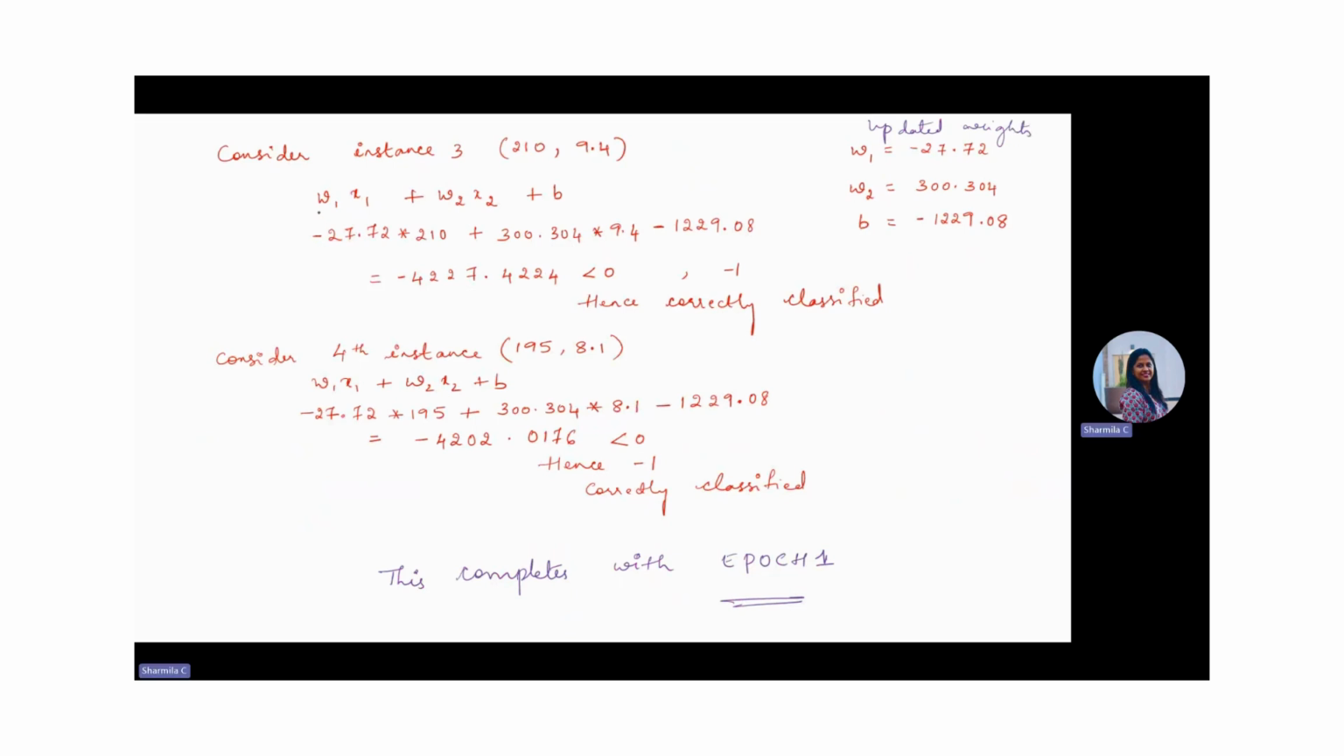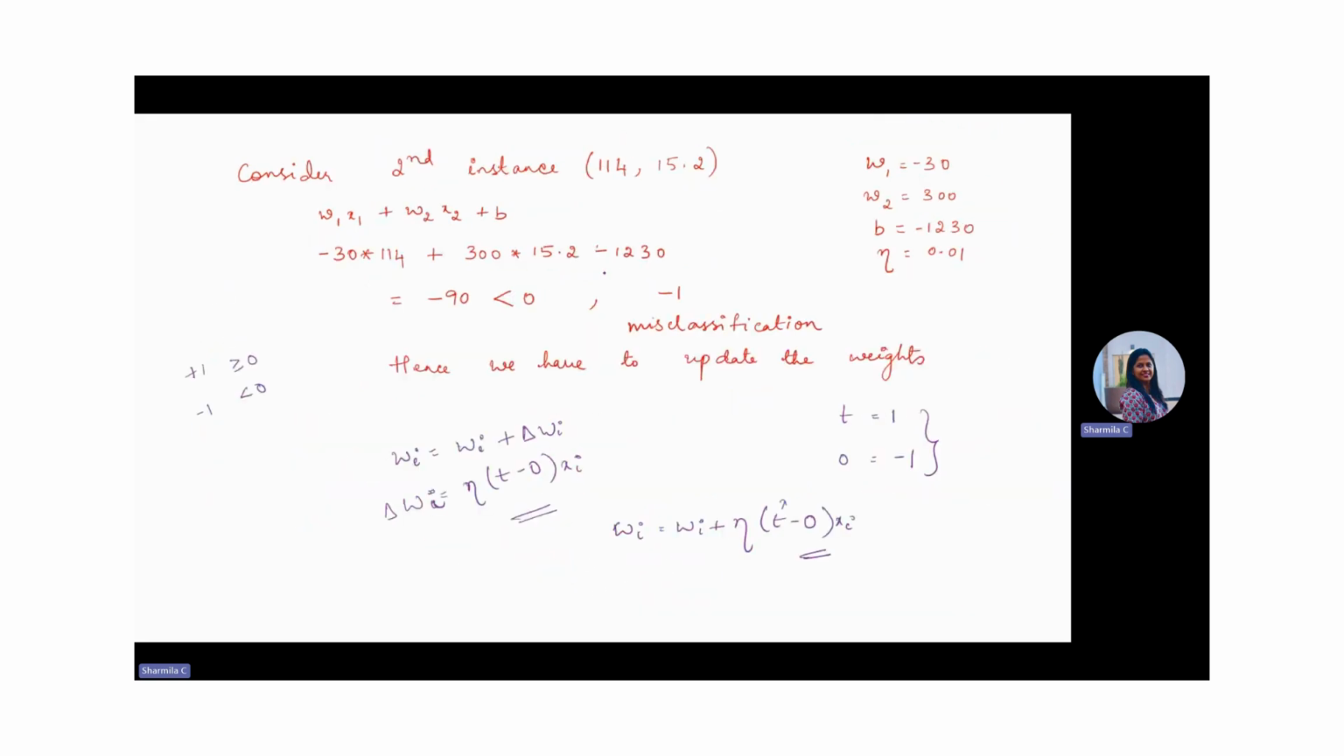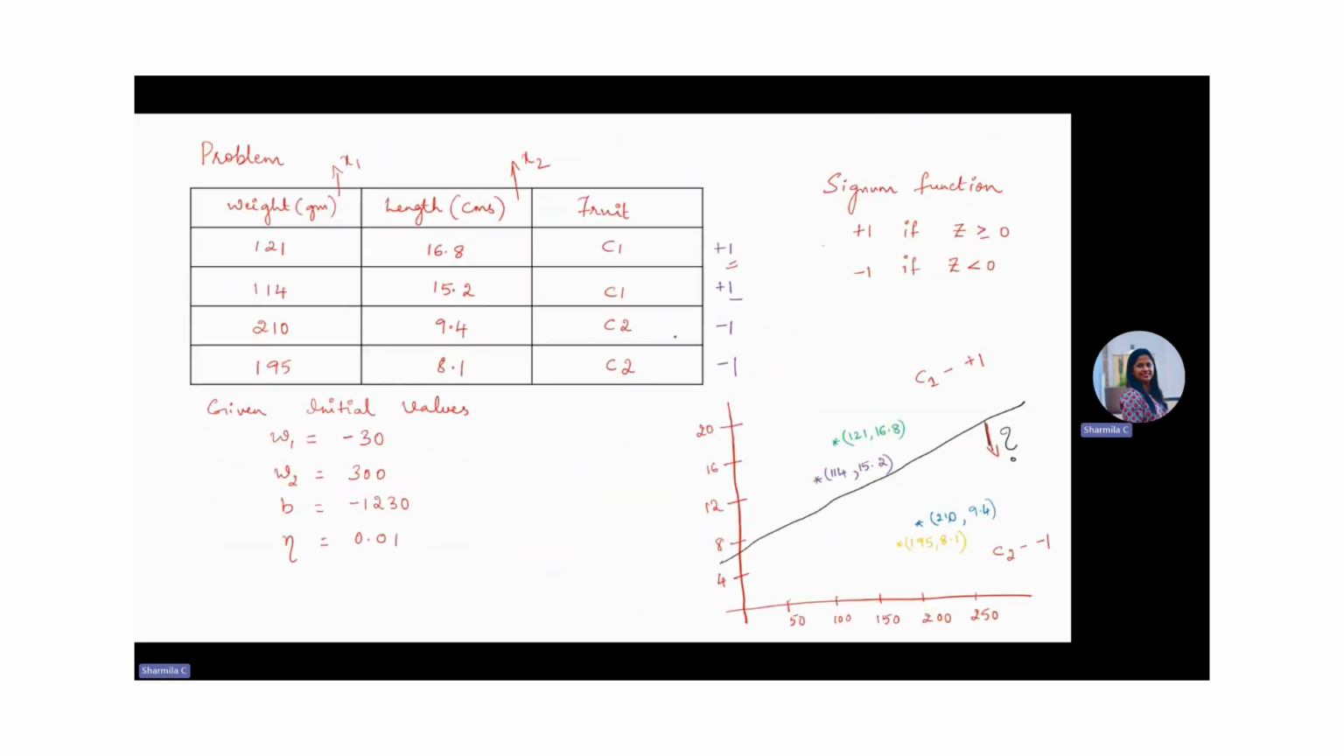Updated weight. So again, use the summation formula, W1 into X1 plus W2 into X2 plus B. Then substitute the values. You will get less than 0. From the training example, you can see the third instance is -1. Whenever you have less than 0, what is the output from the activation function? It is -1. So it is correctly classifying.